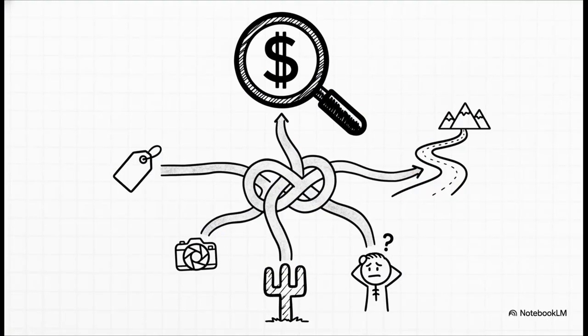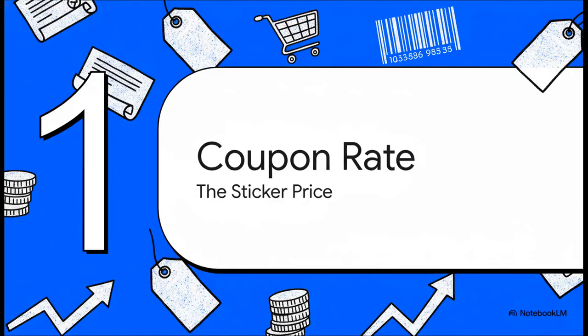So why is this even a puzzle? Well, it's because in the bond world, that one little word, yield, can actually mean three totally different things. You got the coupon rate, the current yield, and the big one, yield to maturity, or YTM. And trust me, if you get these mixed up, you're pretty much guaranteed to make the wrong call. So let's start with the most basic number you'll see, the one that can be kind of misleading. This is the coupon rate.